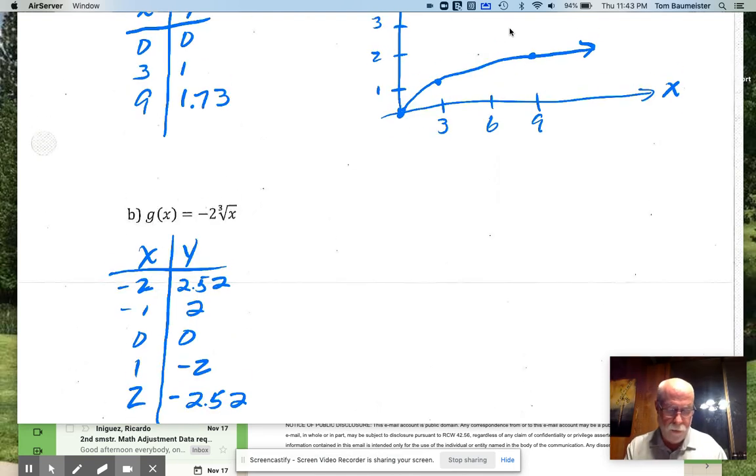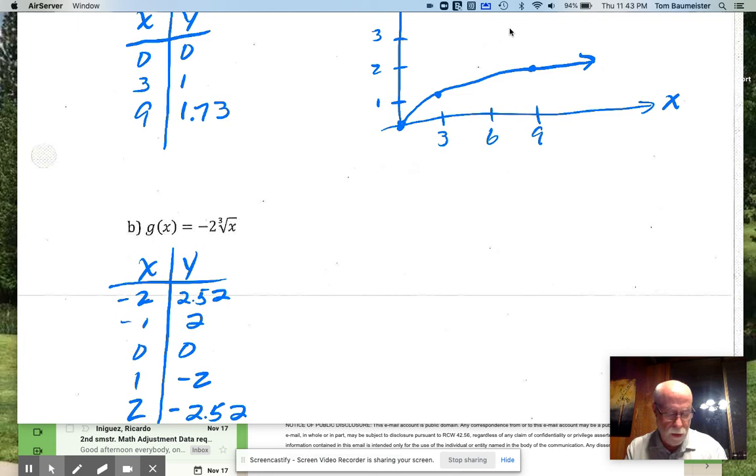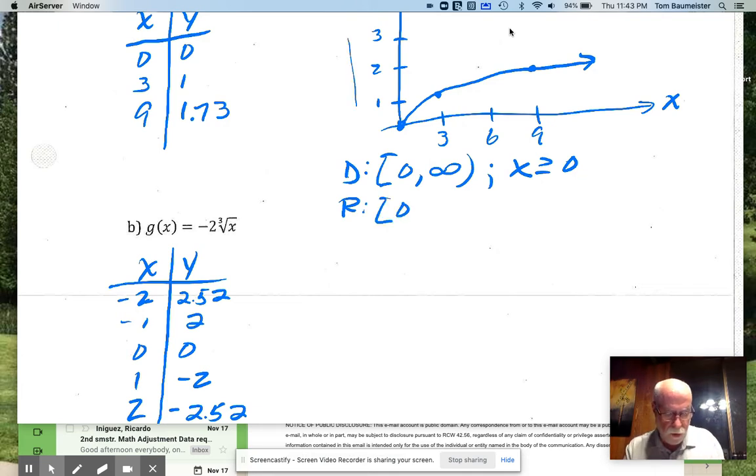Oh, I forgot to do the domain and the range. So the domain on here, again, it's 0, and it includes 0 to infinity. All right. Or again, that's the way the college would like it. Your book will probably just tell you it's greater than or equal to 0. And your range is also from 0, because again, we're going up. It's going to go from 0 to infinity.